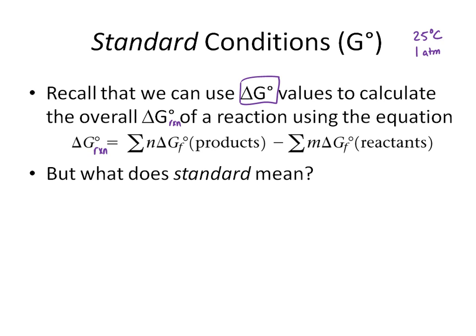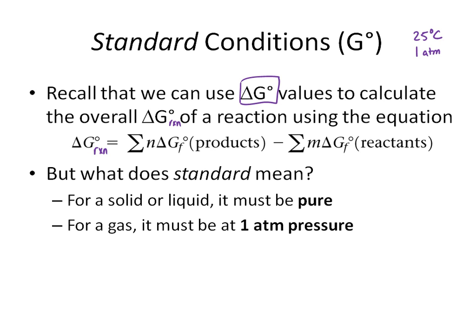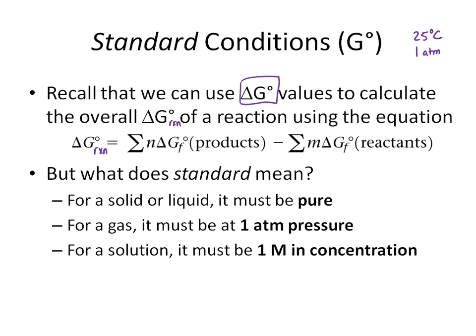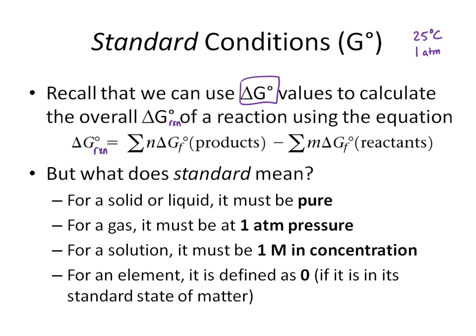Let's talk about what standard means real quick. If we have a solid or liquid, it has to be pure. If it's a gas, it must be at 1 atm of pressure. And for a solution, it needs to be 1 molar in concentration. Sounds great, except for the fact that gases are almost never exactly 1 atm, or solutions are almost never exactly 1 molar. And so we're going to have to account for this. By the way, for an element, we define the standard Gibbs free energy as 0, as long as it's in its typical state of matter. As in hydrogen, if we have pure hydrogen, as long as we're talking about a gas, it has a standard delta G naught of 0.